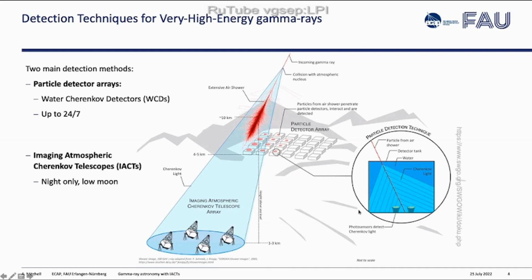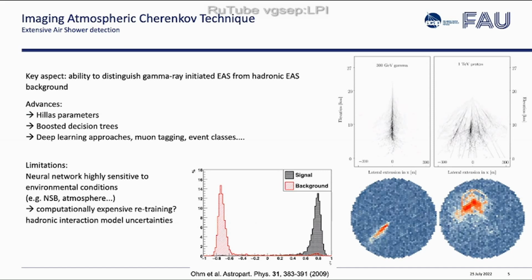One of the key aspects of the technique is our ability to distinguish between gamma ray initiated and hadronic initiated extensive air showers. We talk about this as gamma hadron separation, and there have been several key advances over the years. We started off with simple parameterization approaches such as Hillas parameters, which are mainly geometrical. This then progressed into boosted decision trees, which have more or less become the standard for the field. Now people are diving into deep learning approaches, and additional aspects such as muon tagging or event classes for the quality of the reconstruction, that really enable us to further suppress the background and improve the performance of the technique.